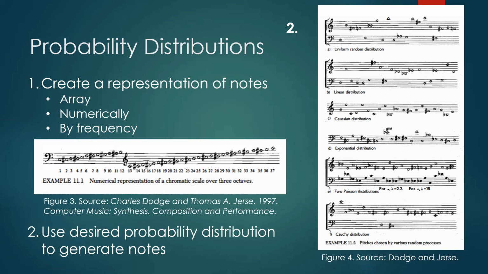When using a probability distribution to create a composition, you first need to create some representation of notes that can be used in your composition. You might do this by creating an array, assigning numbers to notes, or by using the frequencies of each note. In Figure 3, you can see that the example in the computer music textbook assigns numbers to each note.